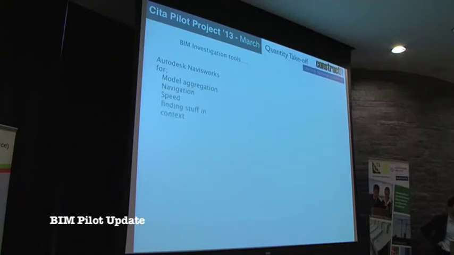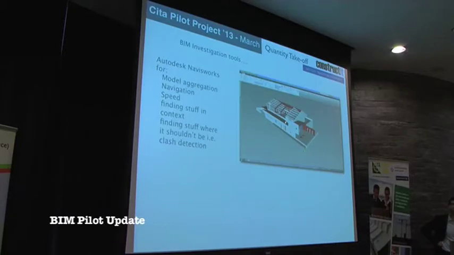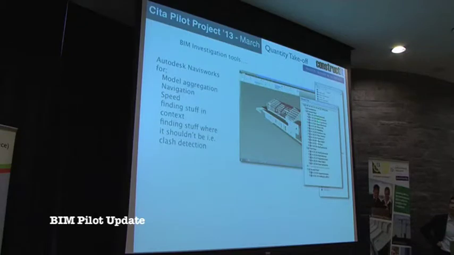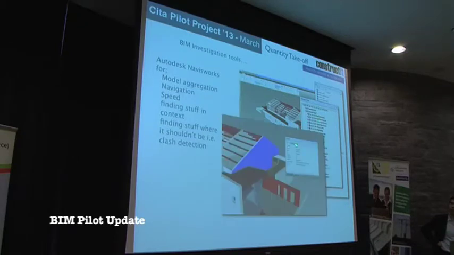Very quick navigation, speed, finding stuff in context, finding stuff where it shouldn't be, clash detection. This was the model in Navisworks using an ArchiCAD exporter. Roof doesn't come across, but it gives us the full set of selection sets, the comprehensive selection tree. But unfortunately, at the moment, properties aren't really transferring across, but I think that's just a small glitch that we'll iron out.